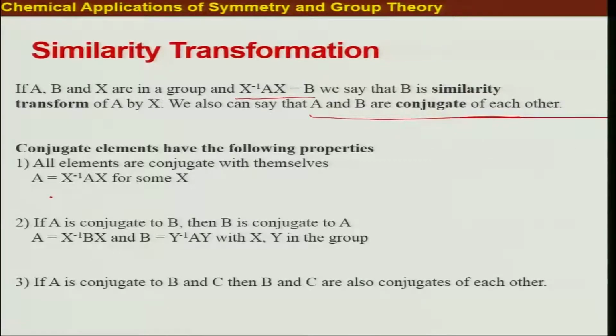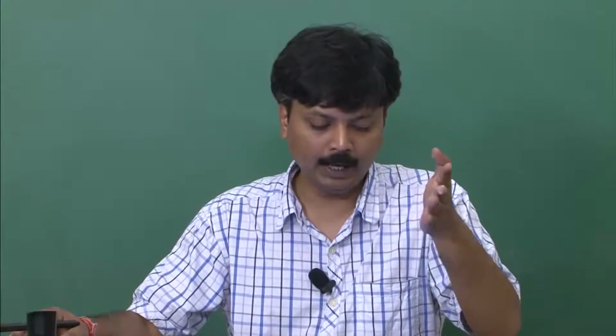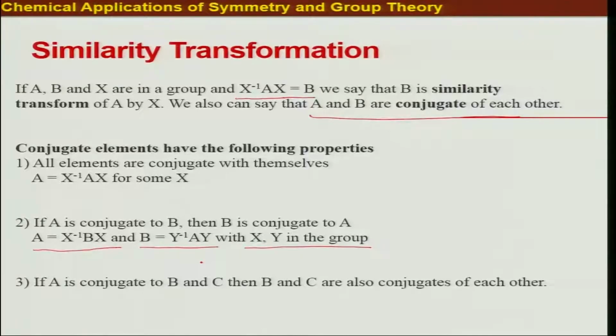Now there is another property of these conjugate elements, that is, if A is conjugate to B, then B is conjugate to A. That can also be very easily proven. So what it says here is that if A equals x inverse B x and B equals y inverse A y in that group, then this is valid. This also can be very easily proven. Say for example, you start with A equals x inverse B x, and you multiply in a way. Let me show you that.